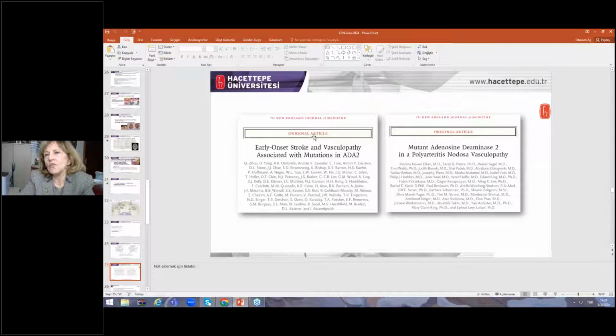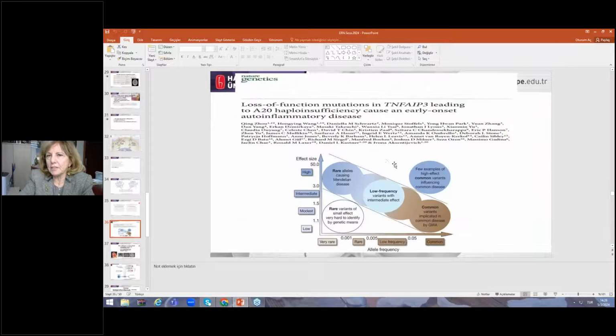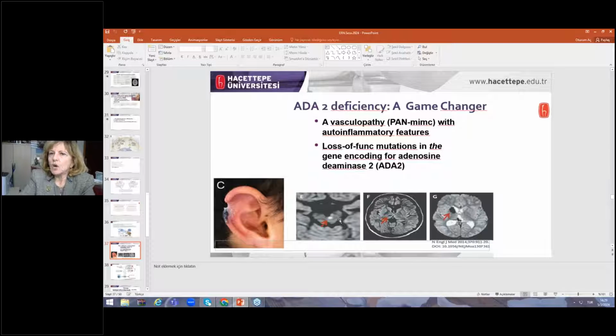So I already talked about SAVI. Let me touch upon DADA2, and it mimics polyarteritis nodosa. It's interesting because it has shown us that just one rare mutation in a gene can cause the same disease as the polygenic counterpart of polyarteritis nodosa. So it does resemble polyarteritis nodosa.